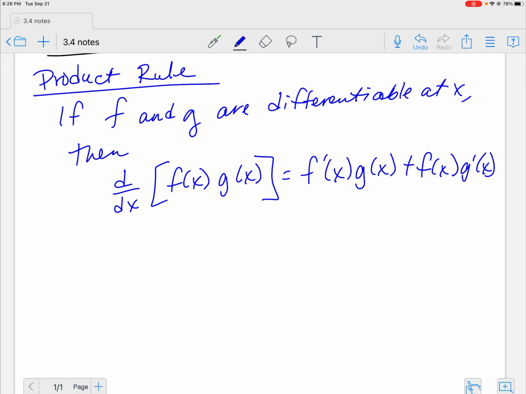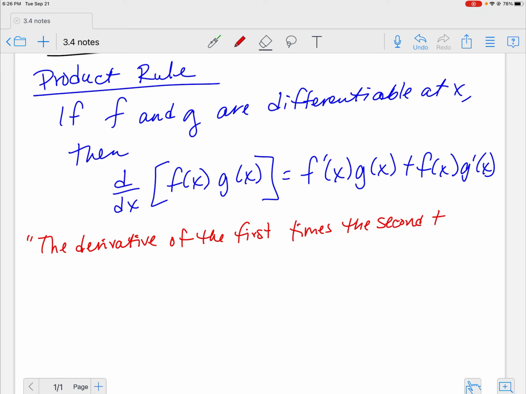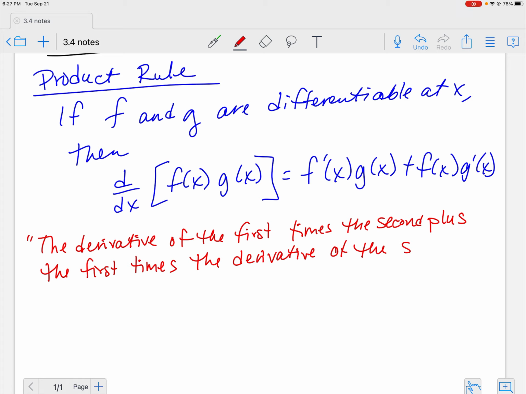All right, here's what you say in your head. If you have two functions that are multiplied together, this is what you're actually doing. You're going to say the derivative of the first times the second plus, I'm going to write the word plus because we're writing everything else out, the first times the derivative of the second.